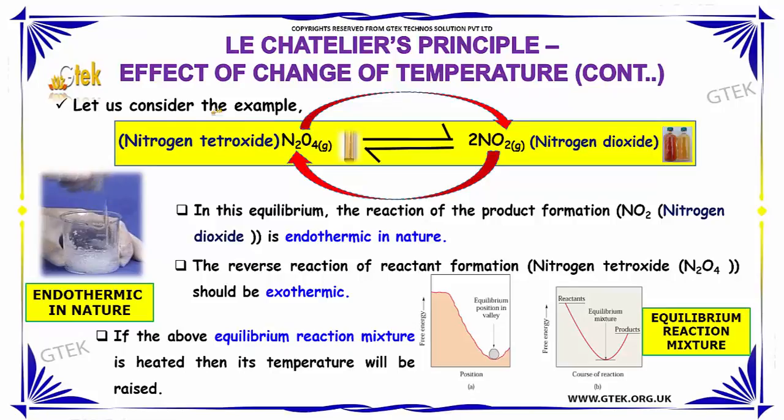Let us consider the example nitrogen tetroxide, which will give nitrogen dioxide. So it's an equilibrium position. In this equilibrium, the reaction of the product formation is endothermic, so the reverse reaction to nitrogen tetroxide is exothermic. If the equilibrium reaction mixture is heated, then its temperature will be raised.